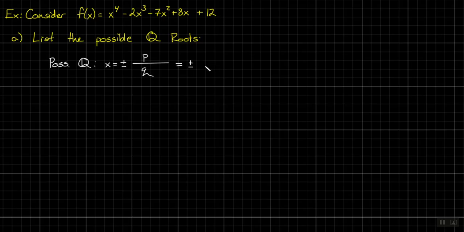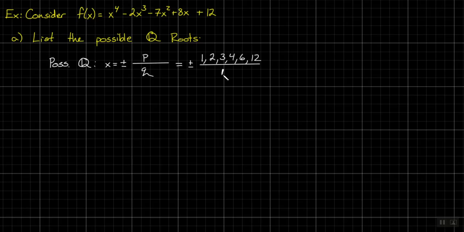So here we go. What are the factors of 12? I'm going to start at the beginning. 1 goes into 12 for sure. 2, 3, 4, 6, and 12. These are all the possible factors of 12. Okay, in the denominator, this is nice here. What's the only possible factor of the leading coefficient? What is the leading coefficient? It's a 1, and the only factor of 1 is 1.